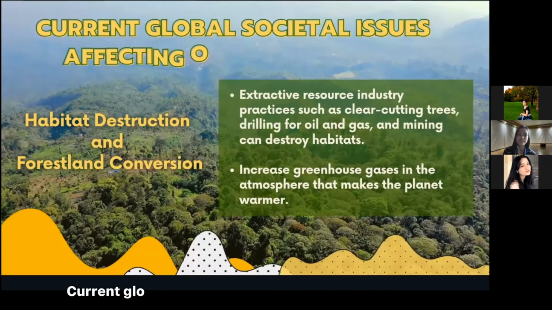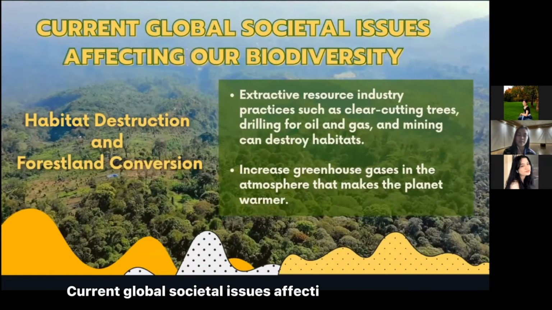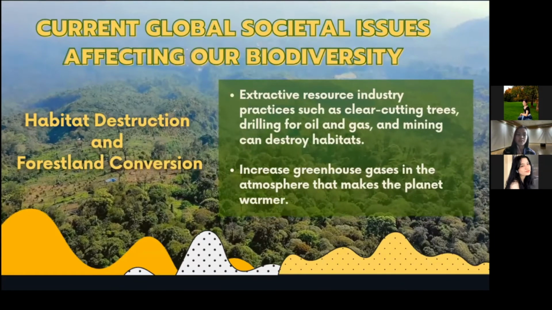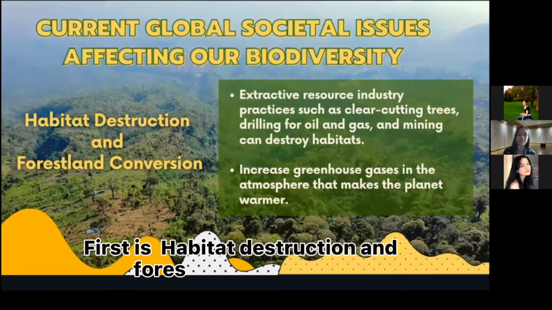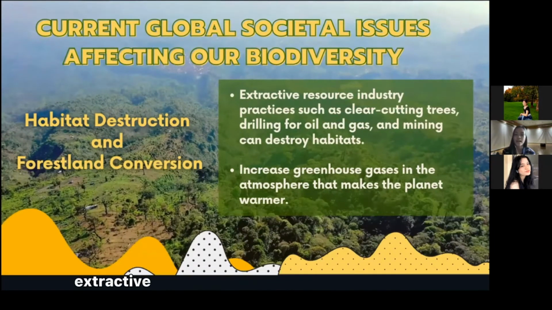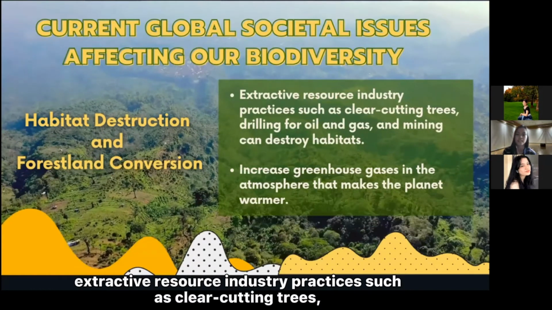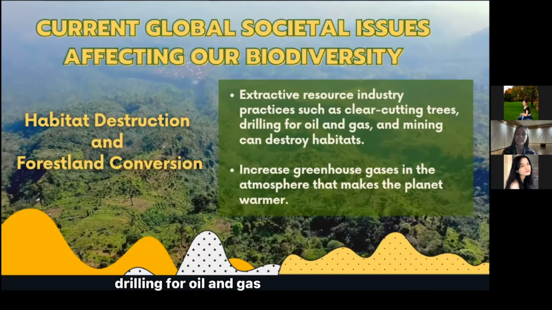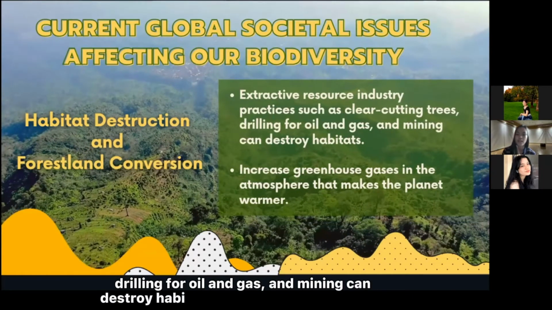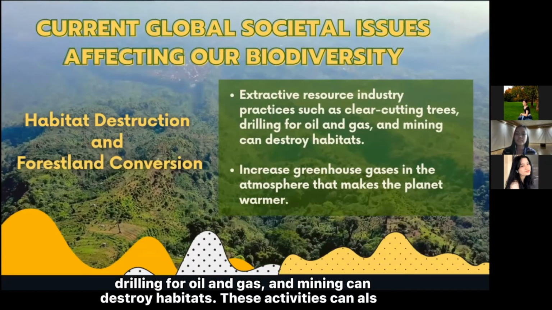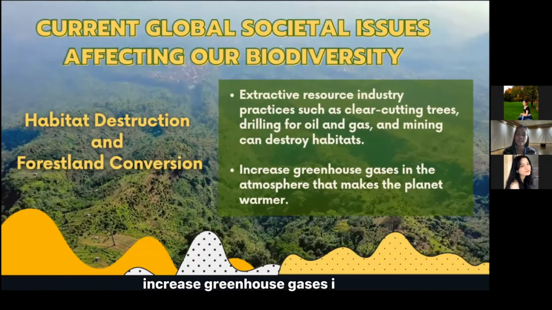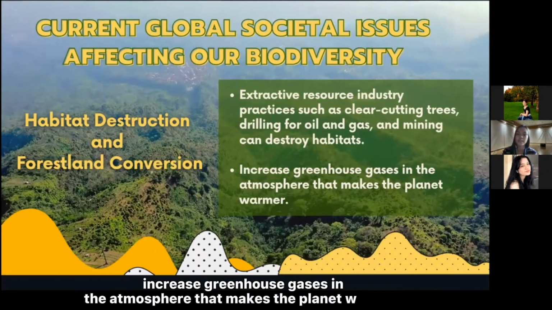Current global societal issues affecting our biodiversity. First is habitat destruction and forest land conversion. Extractive resource industry practices such as clear-cutting trees, drilling for oil and gas, and mining can destroy habitats. These activities can also increase greenhouse gases in the atmosphere that make the planet warmer.